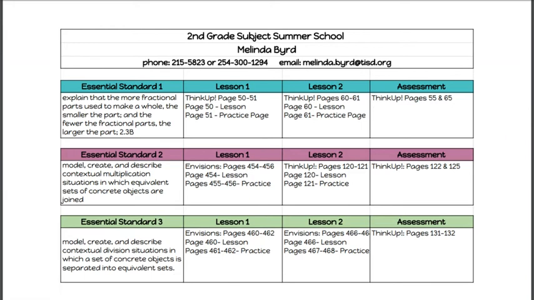This is just an overall view for you. Your first standard is going to be over fractions, how to take parts and make them a whole. So you'll have a lesson page that I've completed to guide you through for each one. And then you'll practice on your own, and then you'll have an assessment. Your assessments are to be completed independently.